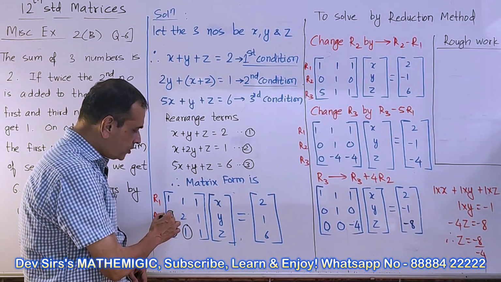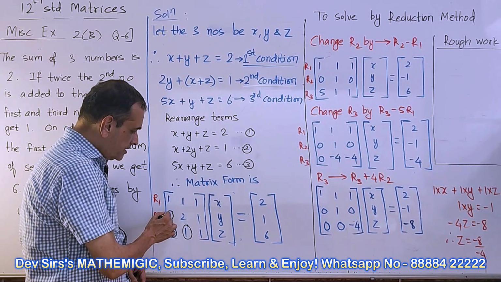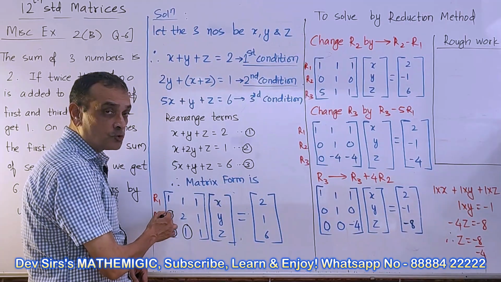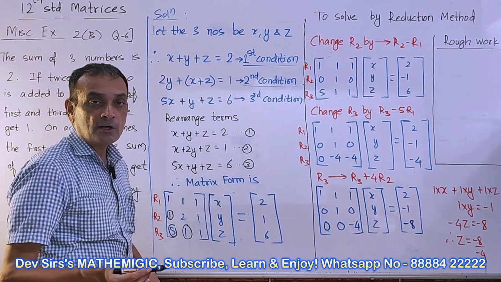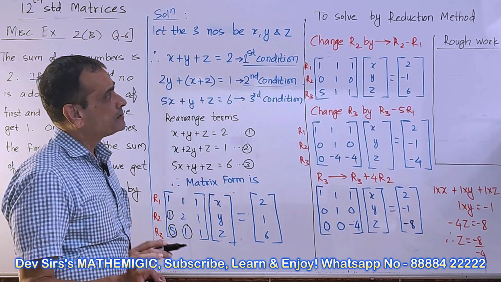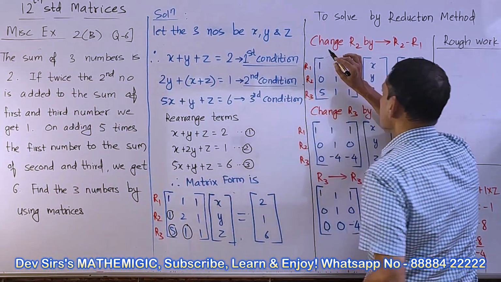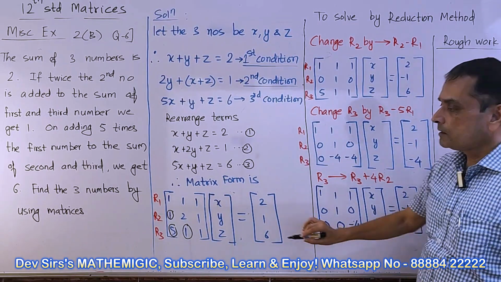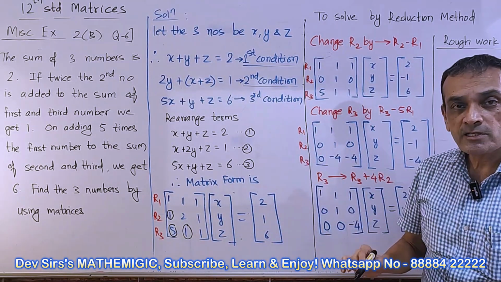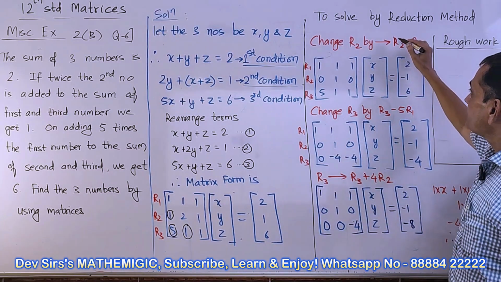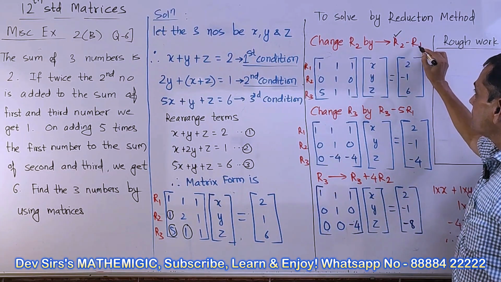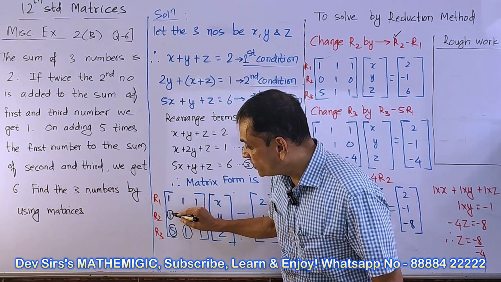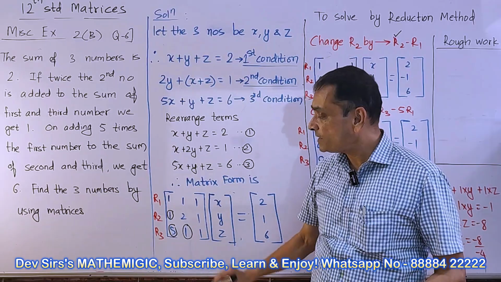Because I want to get zero over here, this position represents R2, so I want to change R2. So अगर R2 को change करना है, write clearly, change R2 by R2 minus R1. Whatever is to be changed is to be written in the first position. R2 minus R1, because 1 minus 1 will give me 0 over here. Okay, main thing is to get 0.